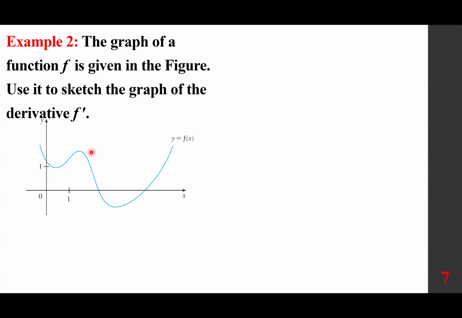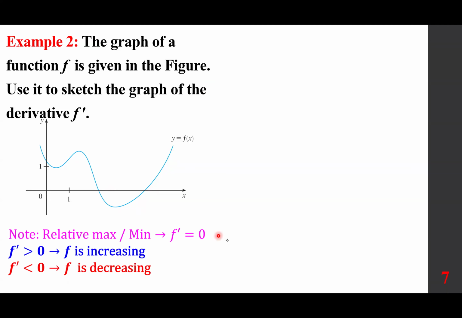Over here and over here, the function is decreasing. That means f prime is negative. Over here and over here, f prime is positive because the function is increasing. So we use the information here.